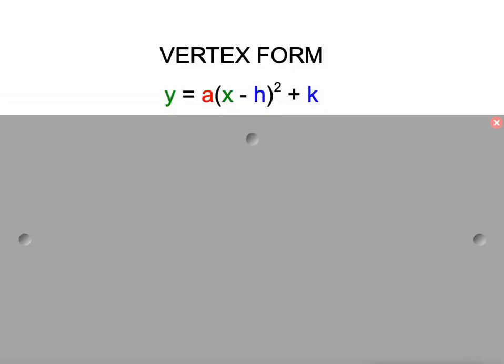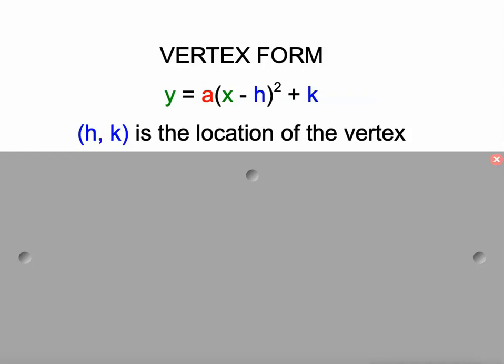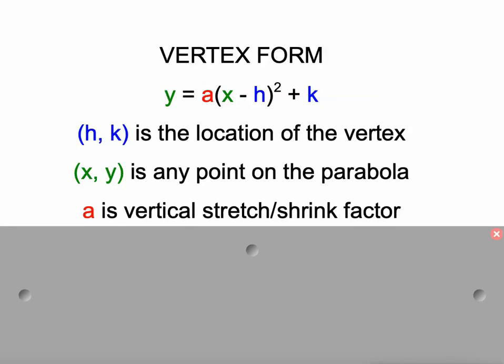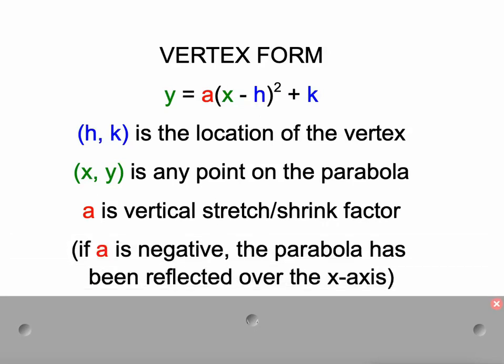It looks like this: y equals a times x minus h squared plus k. HK is the location of the vertex. That's why it's called vertex form. Any equation is showing the relationship between two variables. X and y are variables, and they represent any point that is on our parabola. And then A is the vertical stretch or shrink factor of the parabola, which we've seen when we've been transforming quadratic equations through this lesson. Also, an added note, if A is negative, that's because the parabola has been reflected over the x-axis.